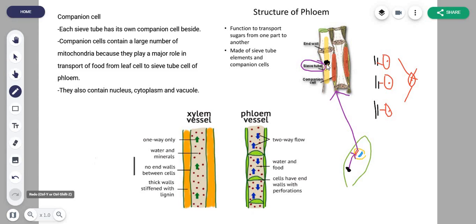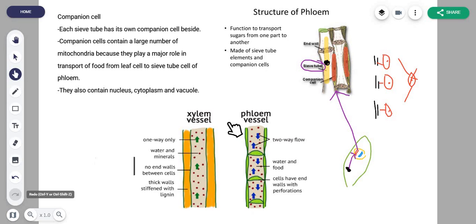A number of processes occur to enable that sugar to be transported to the different parts of a plant. So this is what I'll be teaching you guys in the next video, which will be uploaded next week. The basic stuff, they also contain the nucleus, cytoplasm, and vacuole, same as your sieve tube. Okay, just have a read of this. The function and structure of the phloem vessel is given here, and the function is to transport sugars from one part to another, made of sieve tube elements and companion cells.